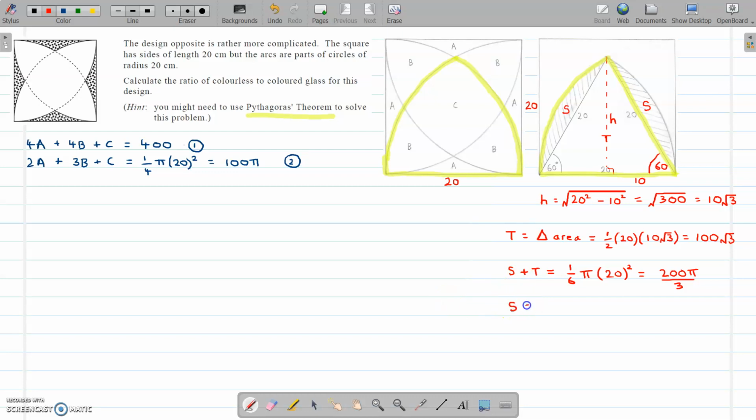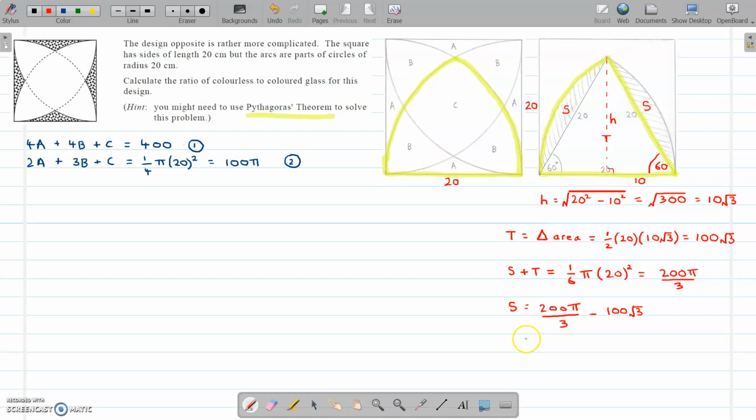So S on its own is equal to 200 pi over 3 minus the triangle, which is 100 root 3. And if I simplify that, well, that's it. That's S. I'll just leave it in that form for the moment. So my area that I'm interested in is made of S plus T. That's the total area inside this here, which is made of A and 2 B's and a C.